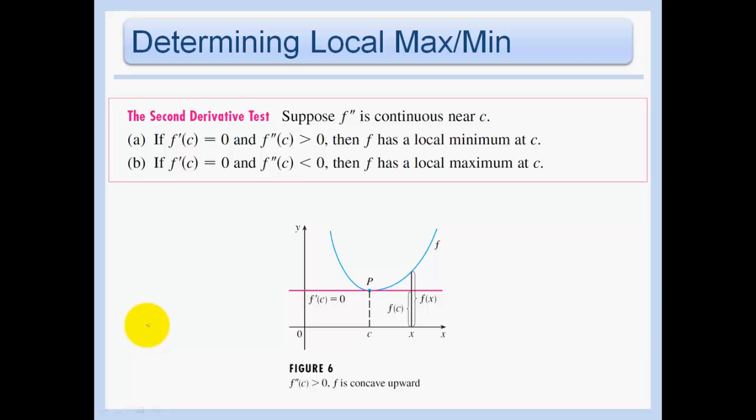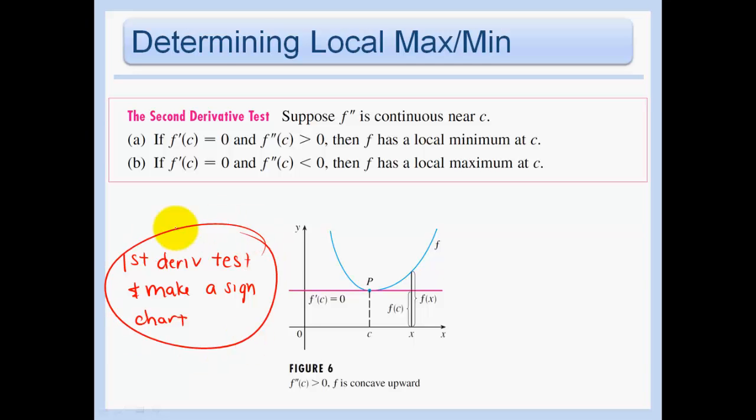In order to determine a local max or min, you have two ways. The first way is to use the first derivative test and make a sign chart. And that's really my preferred method. But another way is to look at the second derivative.